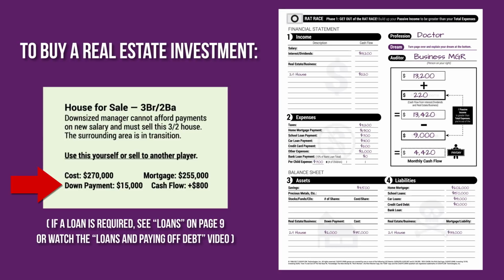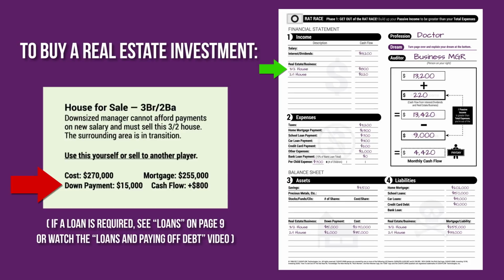Then, in the Asset column, under Real Estate, write in the type of real estate, the down payment you paid, and the cost of real estate. In the Liabilities column, under Real Estate, write in the type of real estate and the mortgage amount you owe. In the Income column, under Real Estate, write in the type of real estate and the amount of cash flow.